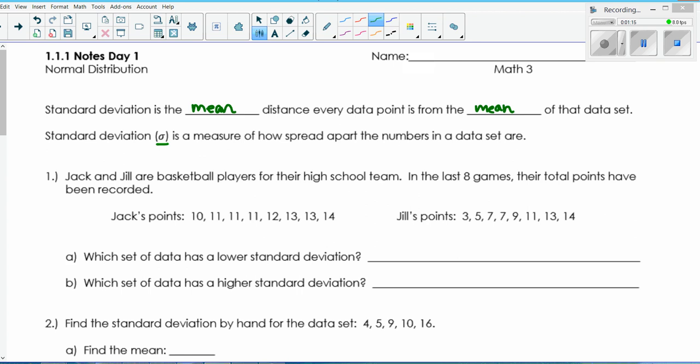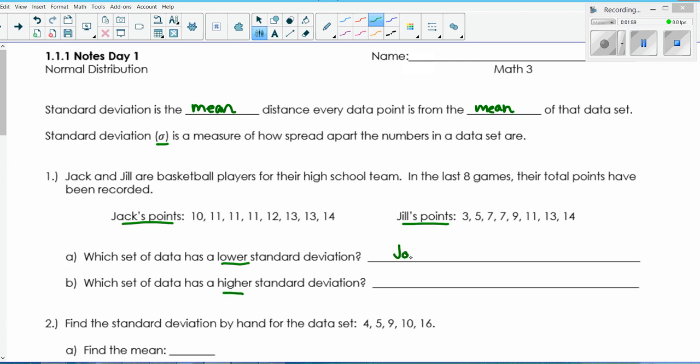It says Jack and Jill are basketball players for their high school team. In their past 8 games, their total points have been recorded. So you got Jack's points here, and you got Jill's points here. It says which set of data has the lower and the higher standard deviation. So without going through and calculating it, we can kind of tell just based off of the numbers. If you notice, Jack's points go from 10, 11 to 12, 13 to 14. So his numbers are all pretty close to each other. Whereas if you look at Jill, she's got a 3, a 5, all the way up to 14. Her numbers are a lot more spread out. So because they're a lot more spread out, that means hers would have the higher standard deviation. So Jack's would have the lower.